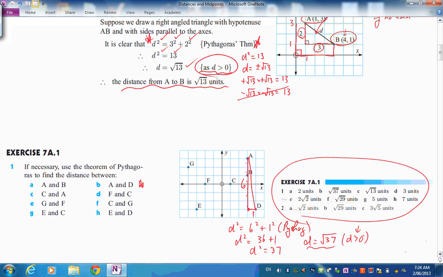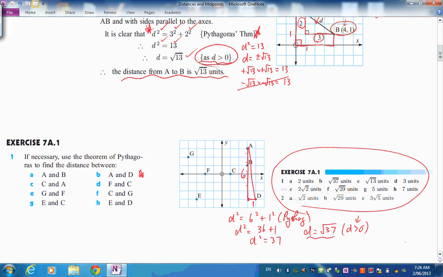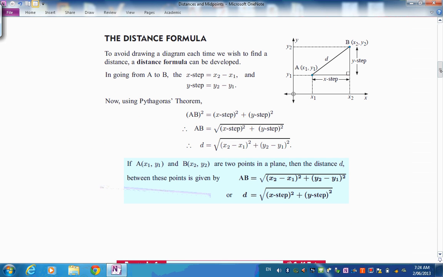Alright, so you might pause the presentation now and check out the other ones. We've done a couple together. You're up to part C now. When you get the hang of it, you can just move on. Alright, so I'm going to move on now, and let's have a look at making a formula.